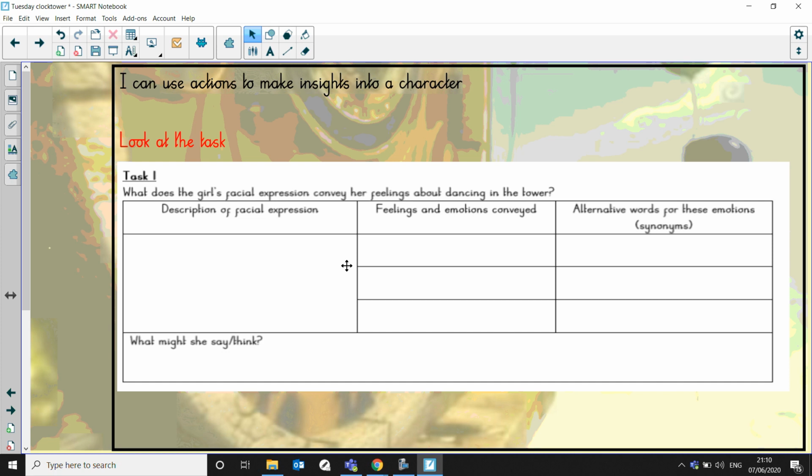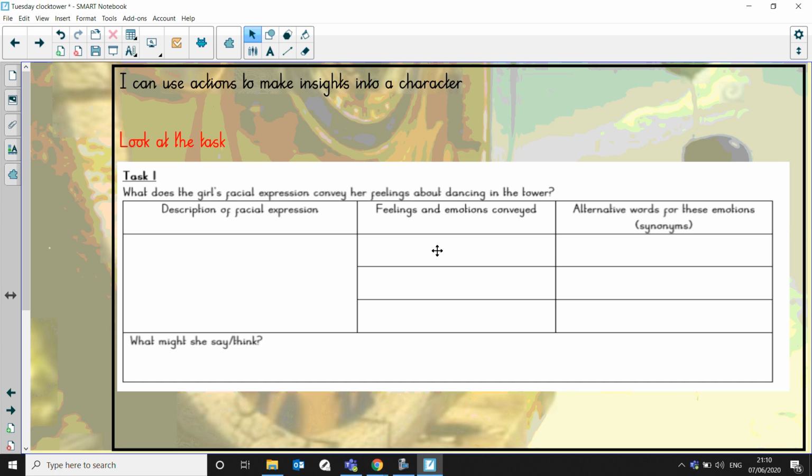So what I want you to do is to go back through the video clip if you haven't already done so, and I want you to think about her facial expression as she's dancing in the tower. So in this box you might want to make some notes about her facial expressions, and here you'll need to jot down the feelings or emotions that this conveys, different ones here, so don't just have happy, thrilled, they've got to be perhaps different ones.